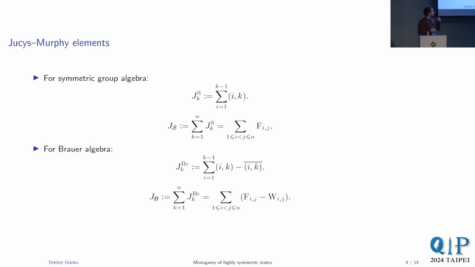For the Brauer algebra, those elements look very similar, except that you would need to add a certain element here, (i,k) bar. This notation means that this corresponds to a projector onto the EPR state between the i and k systems, and it acts as identity on everything else. And similarly, you can sum all those Jucys-Murphy elements. You get this J_B element, which is a sum of those flip operators between all possible pairs, minus the projectors onto the EPR state between all possible pairs.